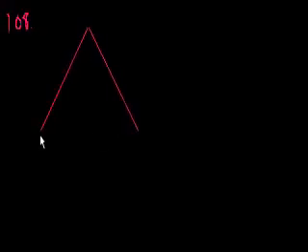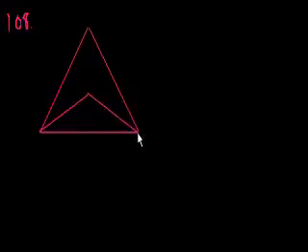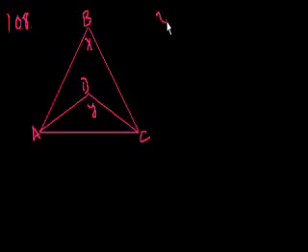108. Okay, they've drawn a triangle. Let me see if I can draw it properly. Okay, there you go. And let me label it. So this is B, that's A, that's C, this is Y degrees, and this is D, and this is X degrees. In the figure above, what is the value of x plus y? So x degrees plus y degrees. So x plus y is equal to what?